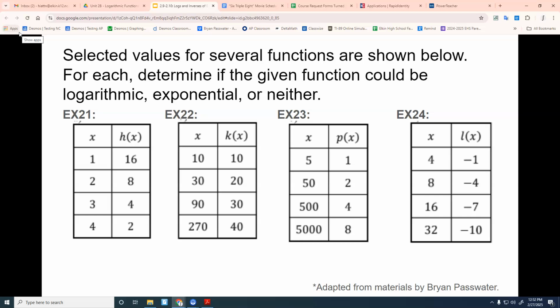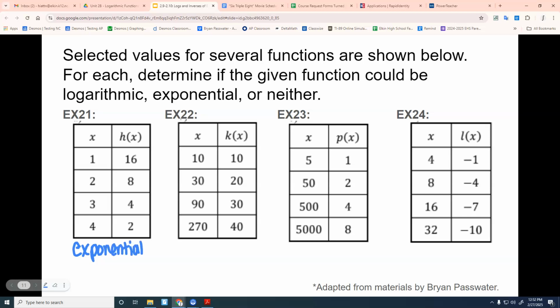Okay, tell your neighbor what you think. Okay. All right, Hayden, what do you and Luke think? That is correct. Exponential.